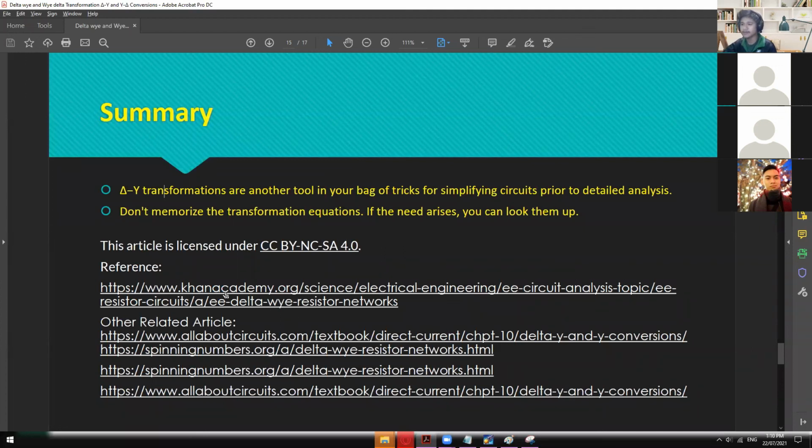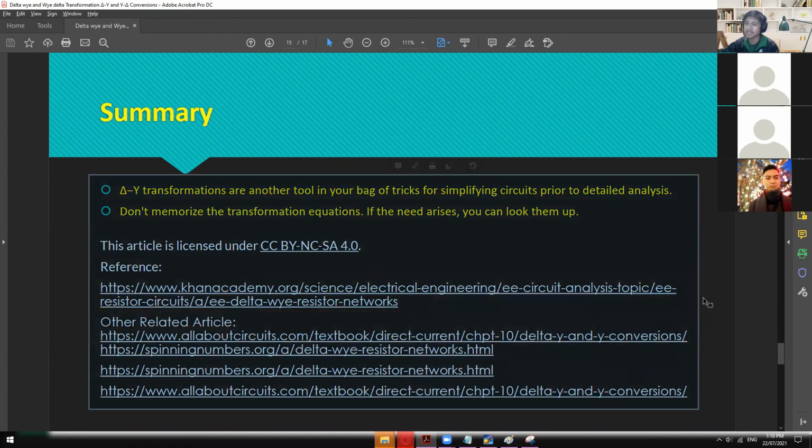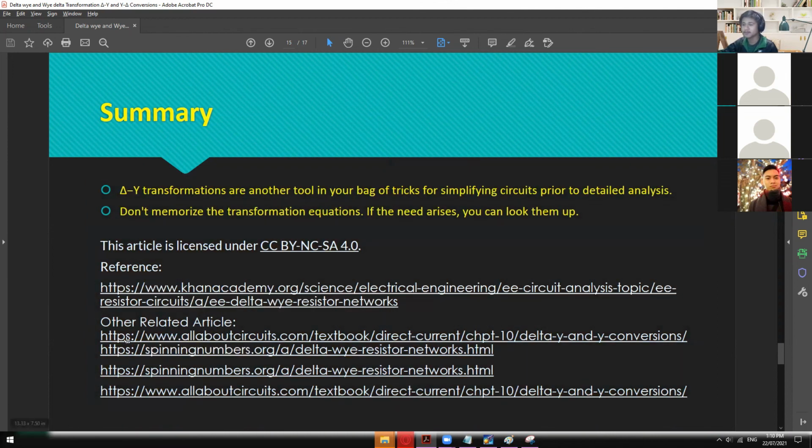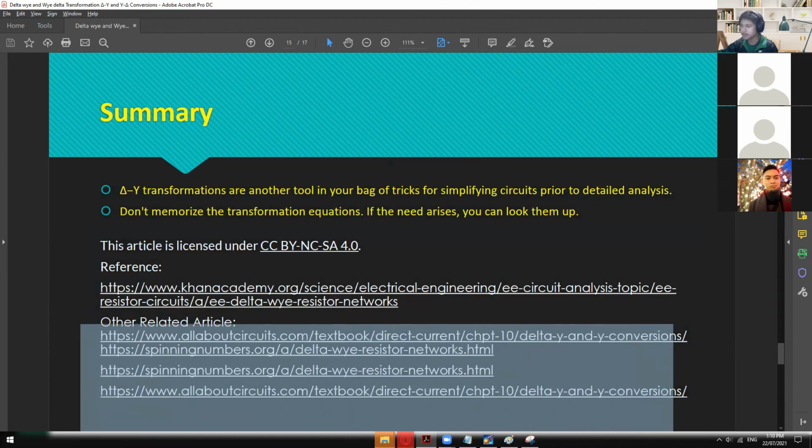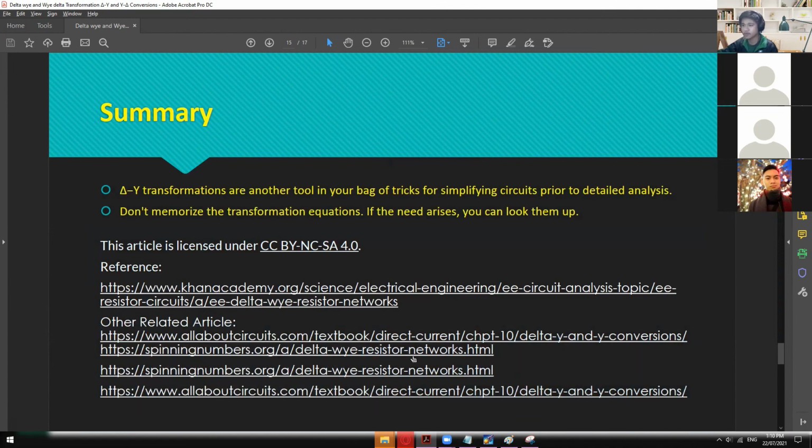So this one came from Khan Academy. Okay, so here are the other related articles. So of course, we also have All About Circuits. Pero mas nakita ko lang kasi na, I think before, because I created this one last year. Okay, so para mas madaling ituro, or mas madaling maintindihan yung nasa Khan Academy, that's the reason why nag-switch ako sa Khan Academy for Delta to Y transformation. But nevertheless, if you want to learn more, you can visit those websites.